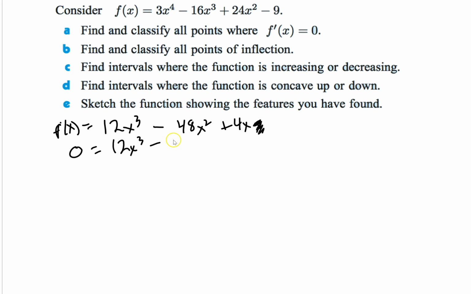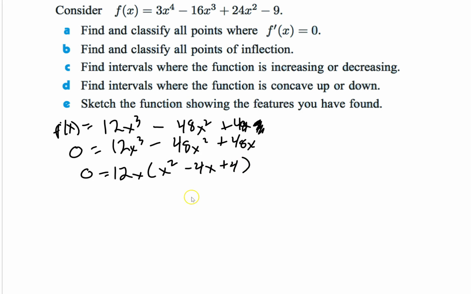And remember, the first thing we do when we factor is you want to see if they have anything in common. That's always the first step for factoring. That should have been 48x also. There we go. Now in this case, they all have a 12x in common. So we lucked out. Made it a little bit easier. So that's going to be x squared minus 4x plus 4. Now you can factor this some more. That still factors. That's just x minus 2, x minus 2.